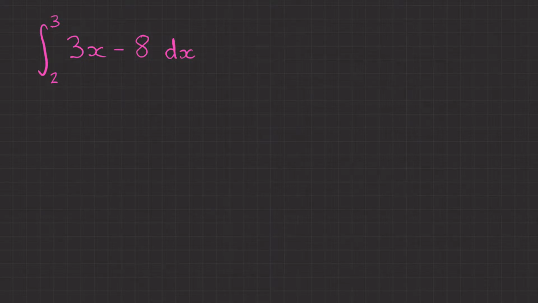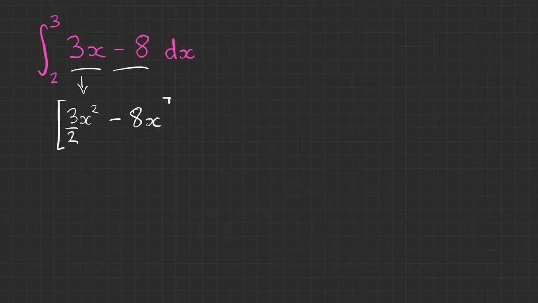Let's give it a go with this first question. We've got the integral of 3x minus 8 with respect to x, bounded by the points 2 and 3. So we start the integration as normal. We integrate both parts. So we've got 3x and minus 8. Well, 3x integrates to 3x squared over 2. And minus 8 integrates to minus 8x. So we've done the integration now.